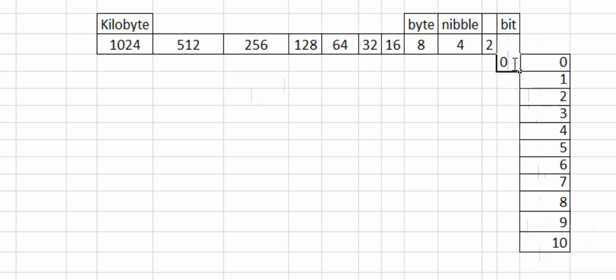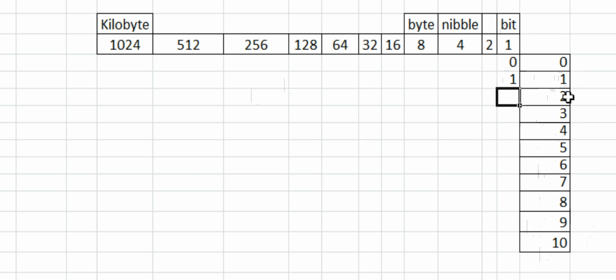Now, the denary number 1 is actually represented by 1 bit. So in my diagram I would place a 1 there. So binary number 1 is denary number 1.